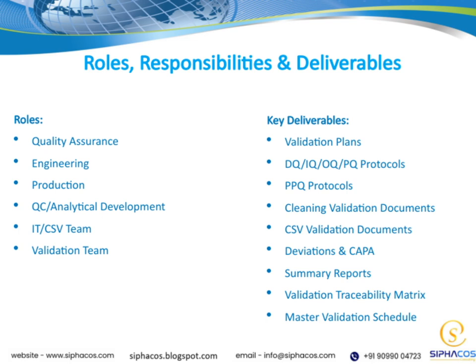We also have PPQ protocols, or process performance qualification, that verify our processes perform consistently within specified limits. Cleaning validation documents are essential to confirm that cleaning procedures effectively prevent contamination. CSV validation documents are related to computer system validation, ensuring our systems are compliant and reliable. Deviations and CAPA, or corrective and preventive actions, are critical for addressing any issues that arise during validation, helping us improve processes continuously. Summary reports compile the results of validation activities, providing clear documentation of compliance.